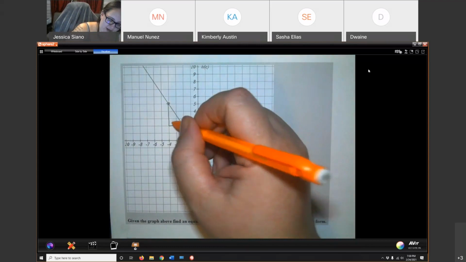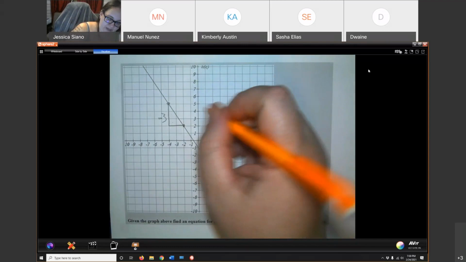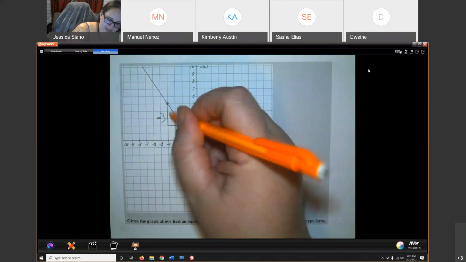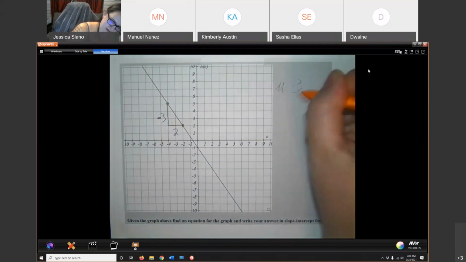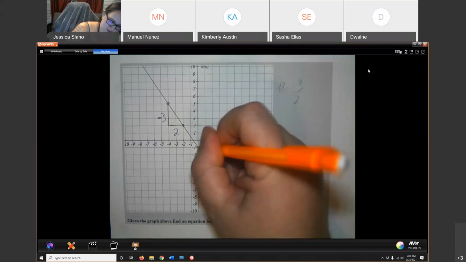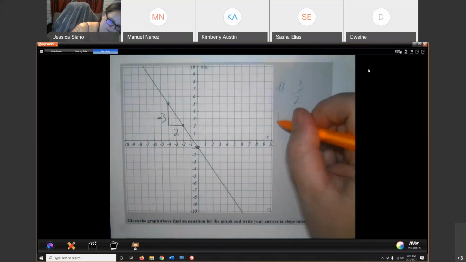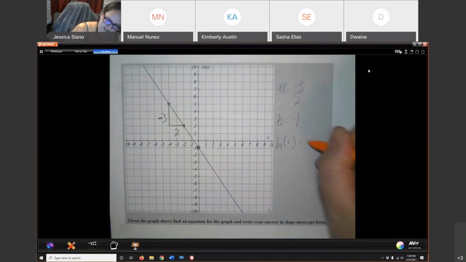So this actually doesn't rise, it falls. That means its slope is negative. And it was down 3, and then its run was 2. So the slope is -3/2. And the y-intercept is right here at -1. Don't forget to use their letters. So this is h of c equals -3/2 c minus 1.